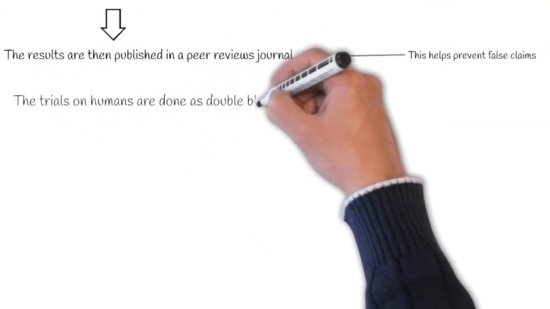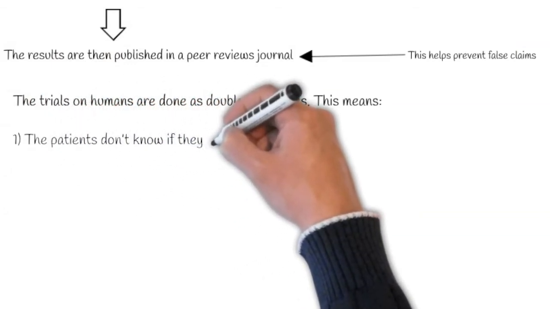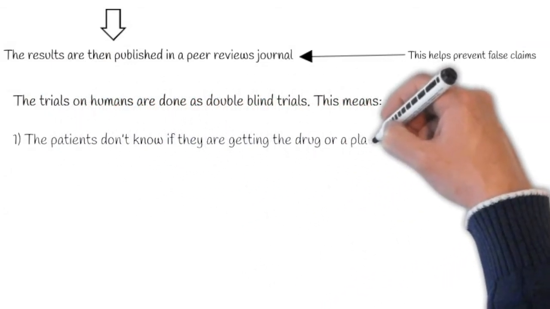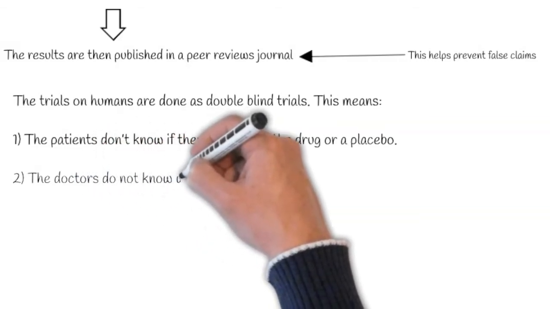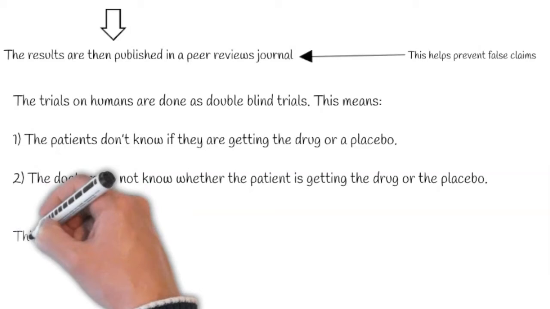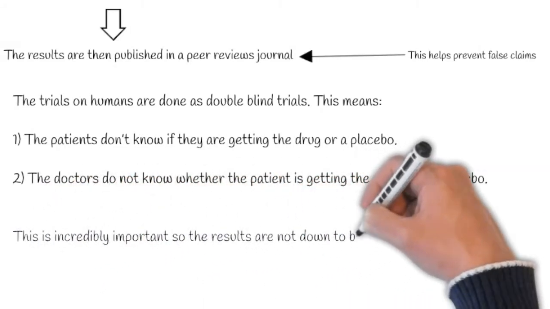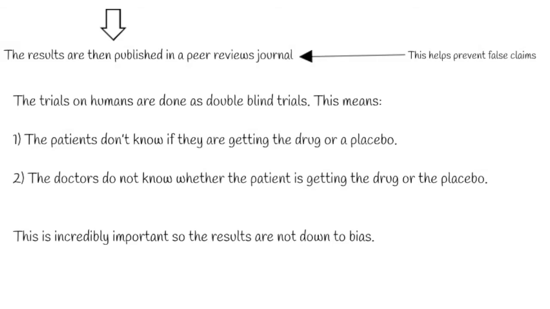The trials on humans are done as double-blind trials. This means that 1, the patients don't know if they're getting the drug or a placebo, and 2, the doctors do not know whether the patient is getting the drug or a placebo. This is incredibly important, so the results are not down to bias.